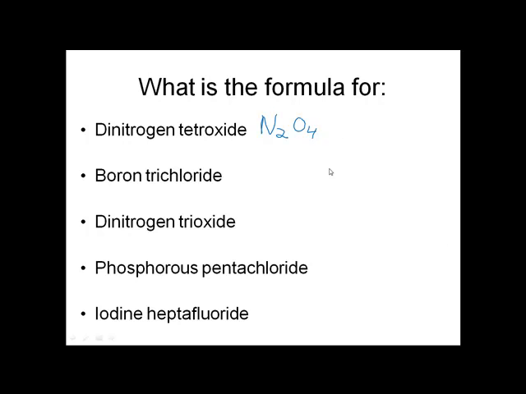So there's no switcheroo, there's nothing like that at all. All we're doing is looking at the prefix, looking at the element, and that tells us how many there are. All right, pause it now. When we come back, we'll go over the answers.